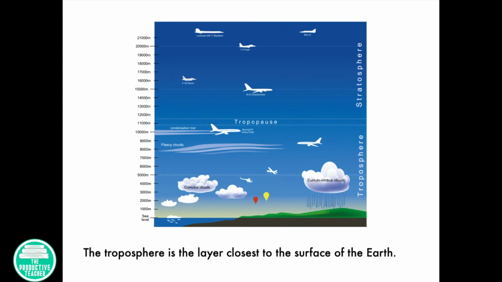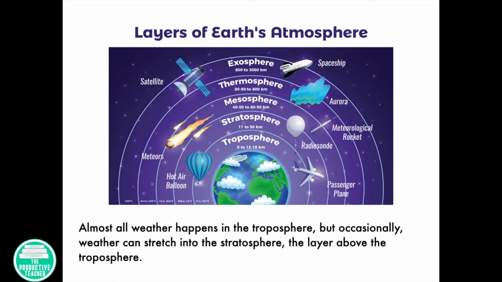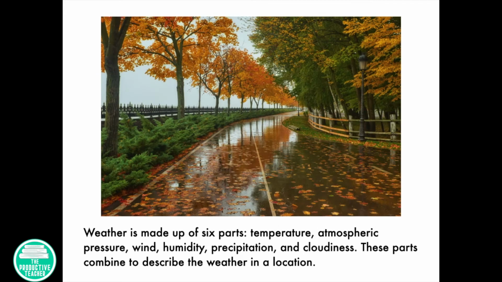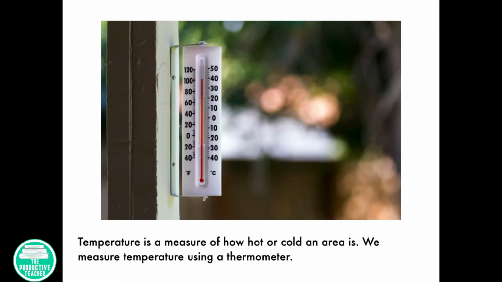The troposphere is the layer closest to the surface of the Earth. Almost all weather happens in the troposphere, but occasionally weather can stretch into the stratosphere, the layer above the troposphere. Weather is made up of 6 parts: temperature, atmospheric pressure, wind, humidity, precipitation, and cloudiness. These parts combine to describe the weather in a location.